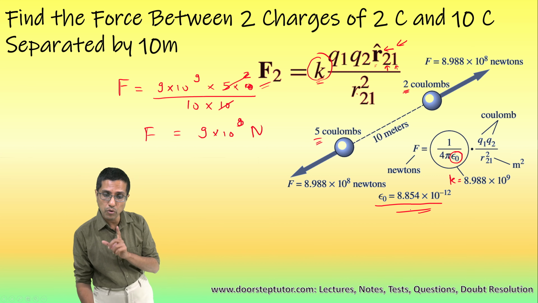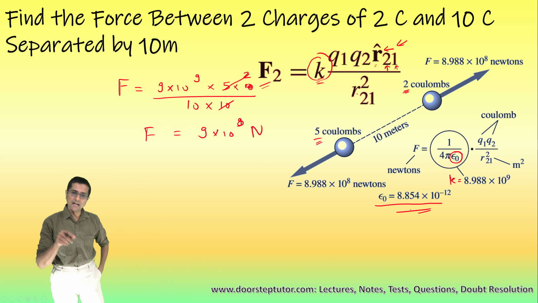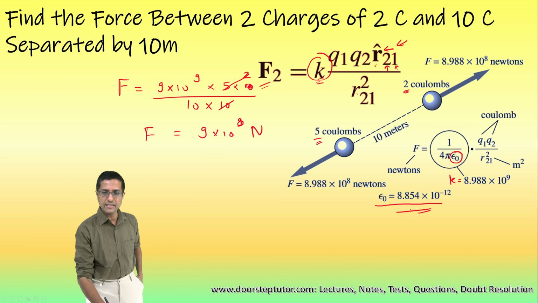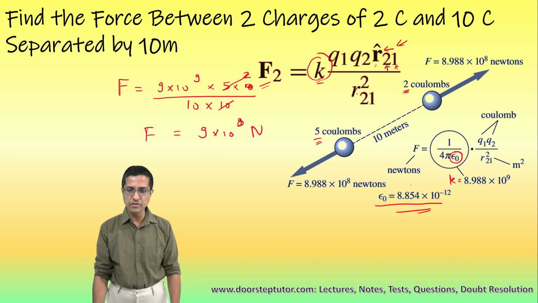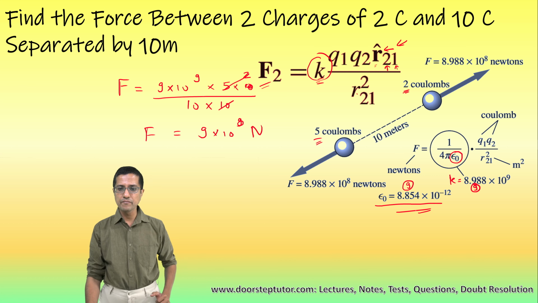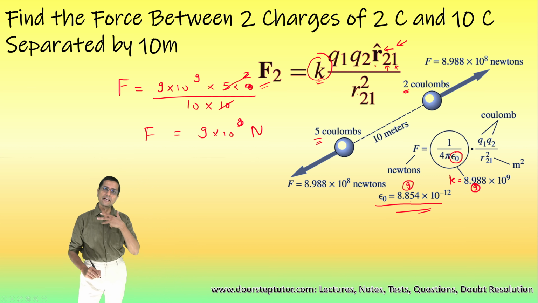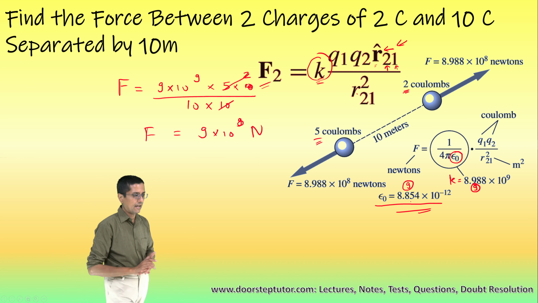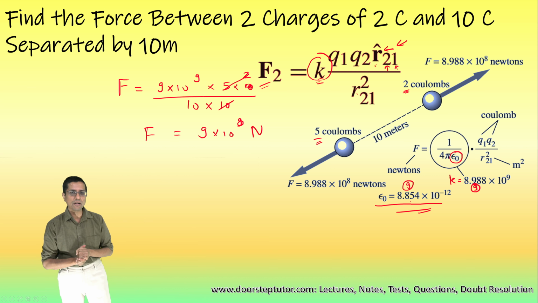You have to remember both of these values, and only the power is different. This epsilon naught also you can approximate by 9, and the value of K also you can approximate by 9. So epsilon naught is 10 raised to the power minus 12 and K is 10 raised to power 9. So hopefully things have become very clear with this numerical, how to go about solving.